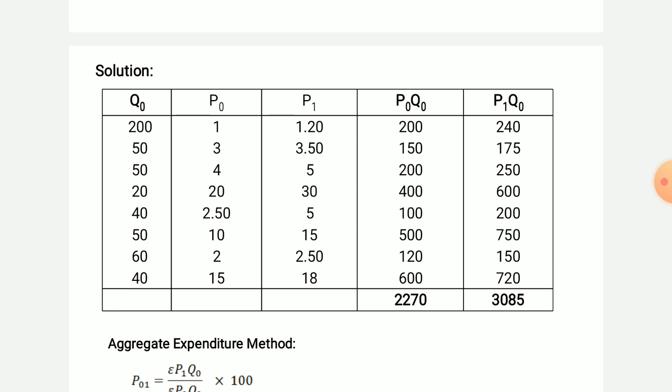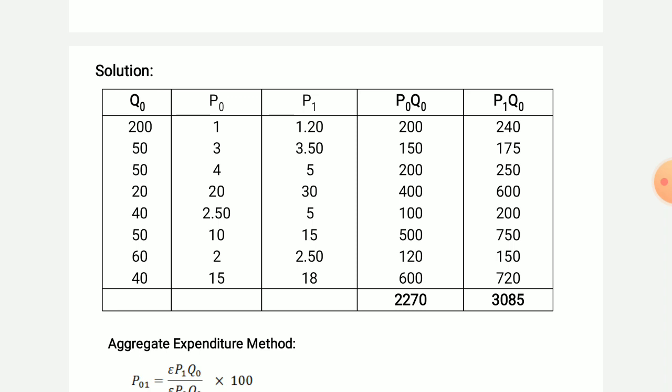Then the product P1Q0: 1.20 into 200 is 240, 3.50 into 50 is 175, 5 into 50 is 250, 30 into 20 is 600, 5 into 40 is 200, 15 into 50 is 750, 2.50 into 60 is 150, and then 18 into 40 is 720. So now take the sum, sigma P1Q0.